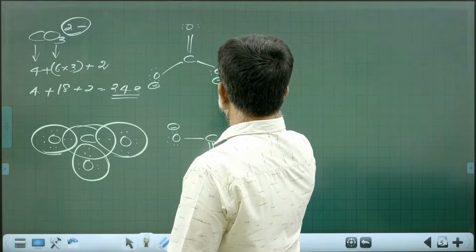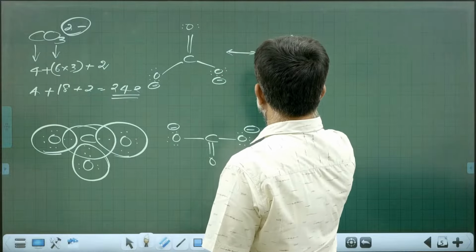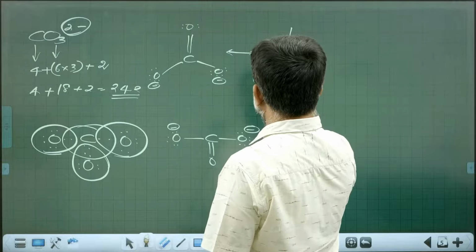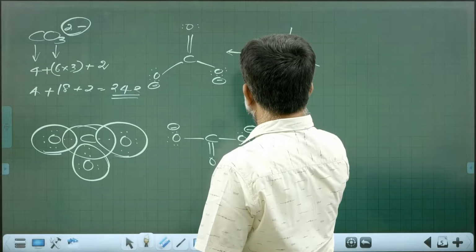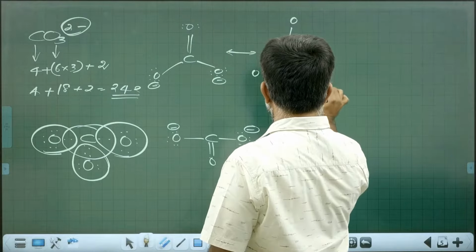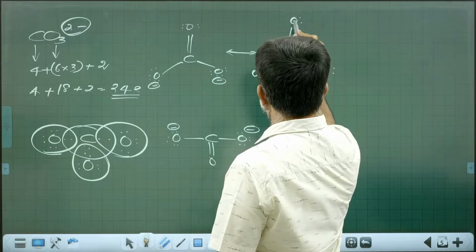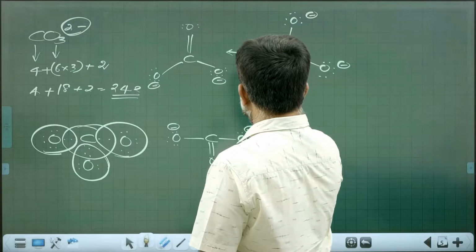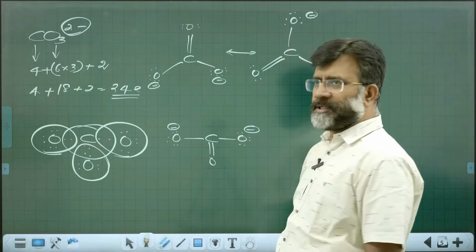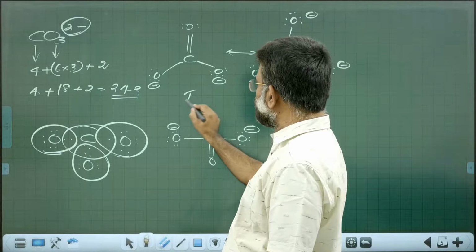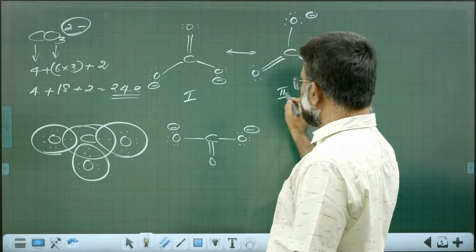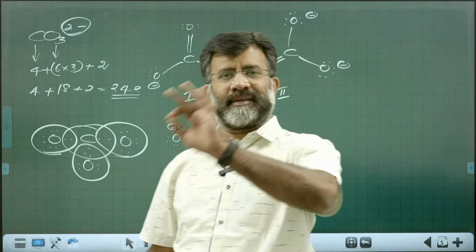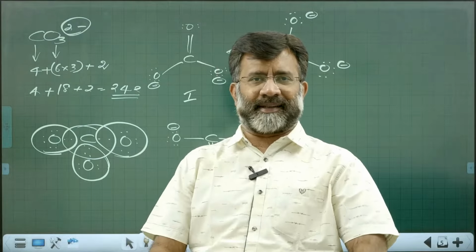Resonance is indicated with such an arrow. You see the resonating structure? I am representing this double bond over here. It can be like this, no problem at all. It can be like this. Two oxygen minus are coming here and the neutral oxygen is coming at this position. So this is called structure 1 and this is called structure 2. We call them canonical structures, resonance structures.